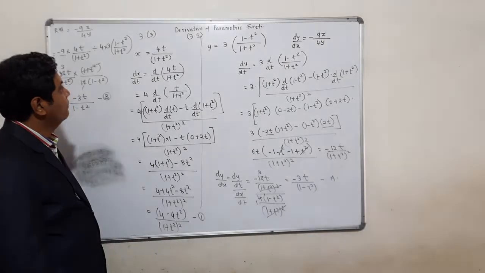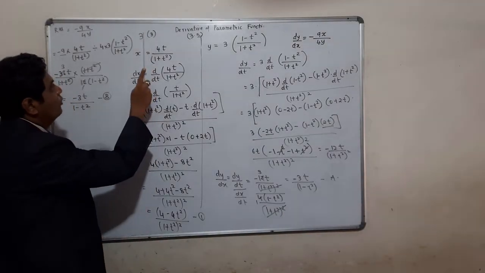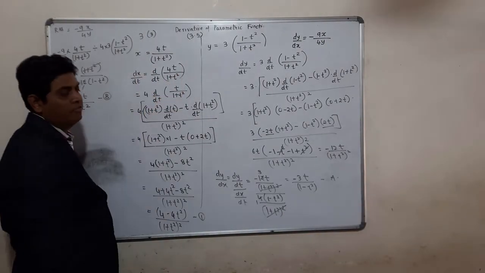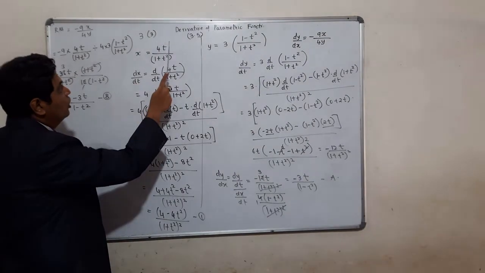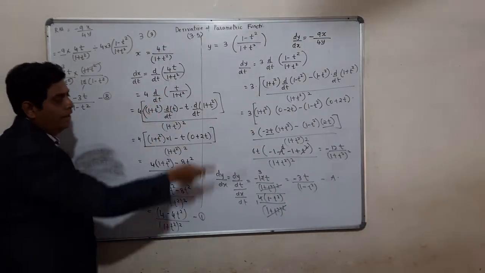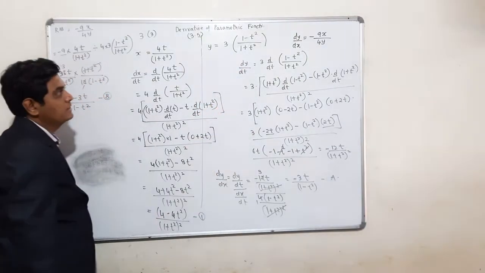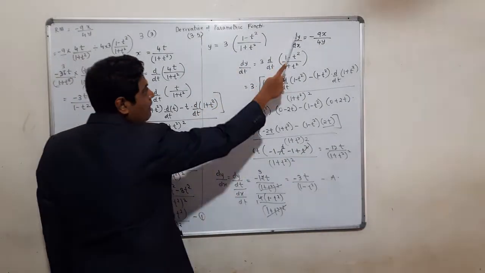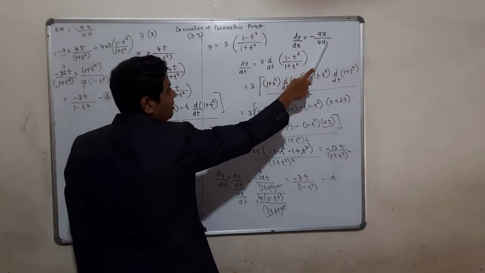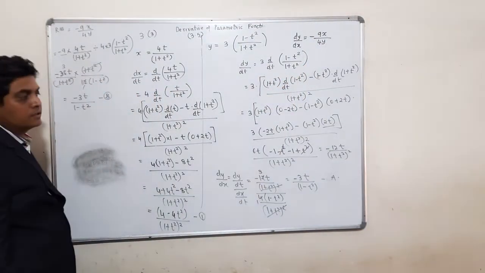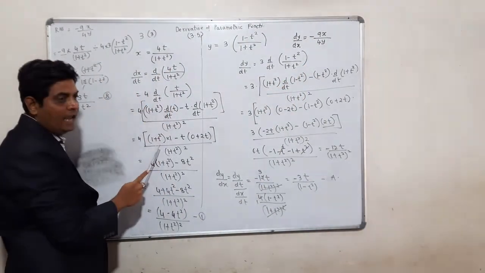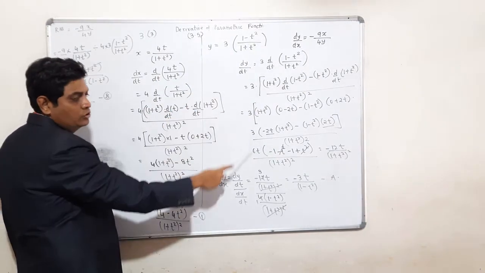Let us now look at the sum. Sum number 3 of question number 3, exercise 3.5. What is given? X is equal to 4t upon 1 plus t square. Y is equal to 3 into 1 minus t square upon 1 plus t square. And you have to prove dy by dx is equal to minus 9x upon 4y. Simple. First you will start differentiating x with respect to t, y with respect to t.